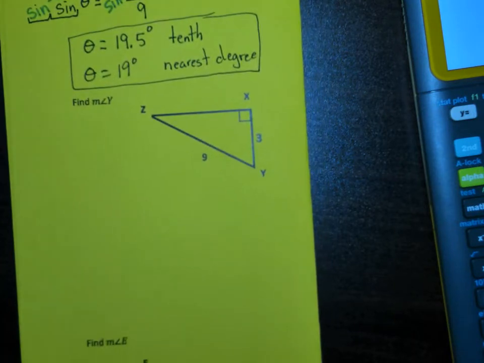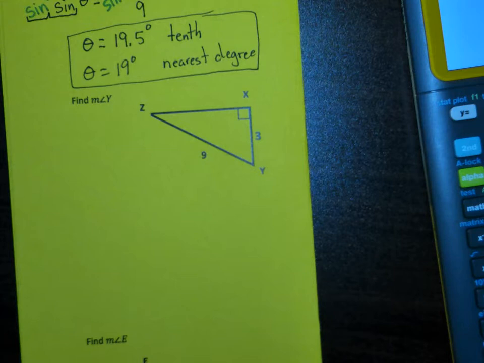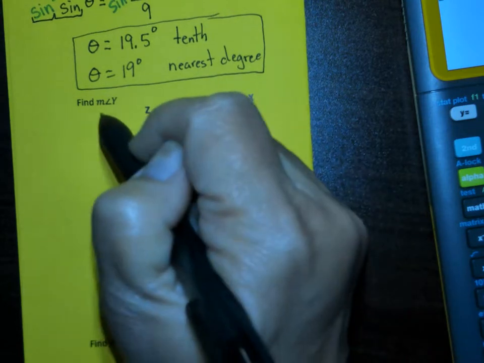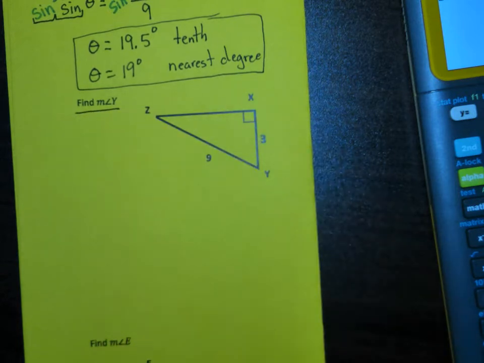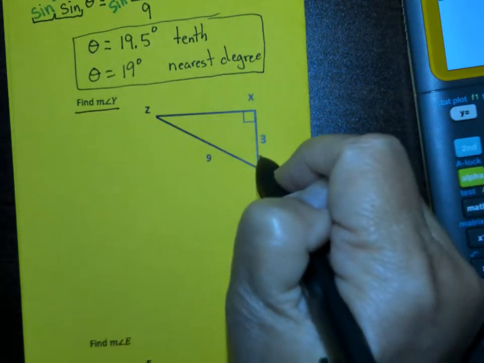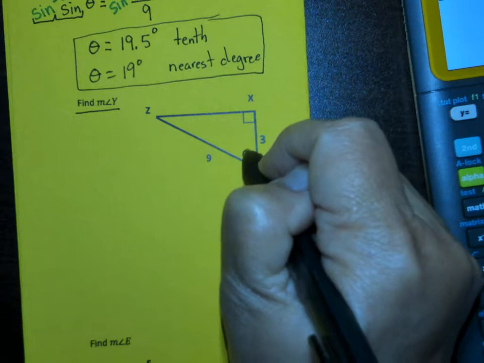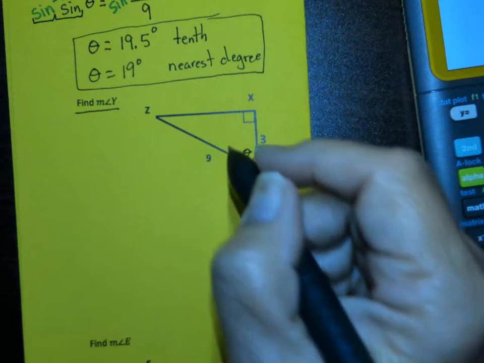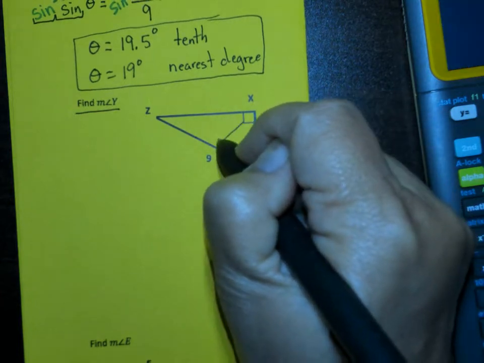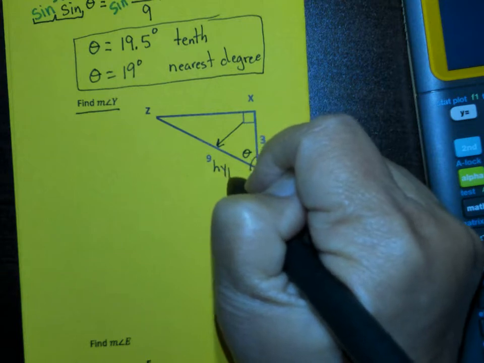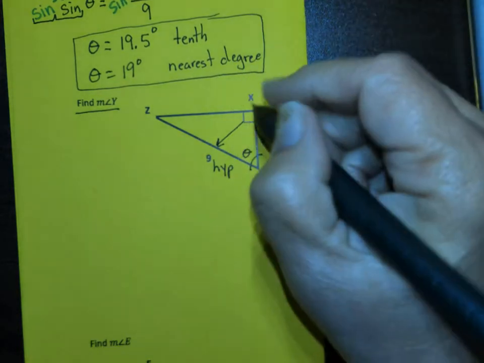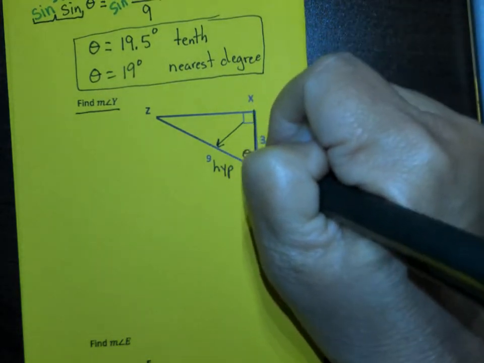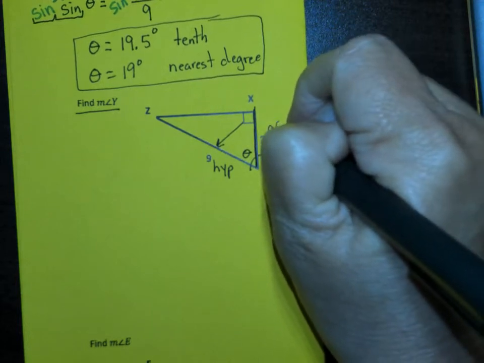So here's our next example. If you don't have a foldable, draw it in your notes. This time it says find the measure of angle Y. So I'm going to go where angle Y is, and I'm going to write down the theta. And then I'm going to label my sides. Across from the right angle is the hypotenuse. And then this side right here is touching theta, so it is adjacent, ABJ.